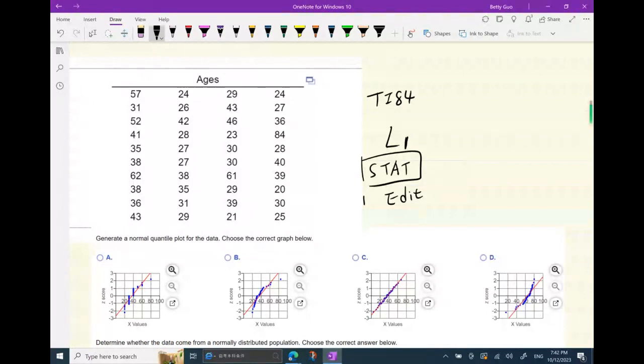Let me count how many values I have. 1, 2, 3, 4, 5. Each column I have 10, and I have 4 columns. So I'm going to have 40 values. In other words, the sample size is 40. It's going to take me a little while. Everybody do the same thing, okay? I'll be quiet, not disturb you. Let's correctly enter the 40 values in list 1.